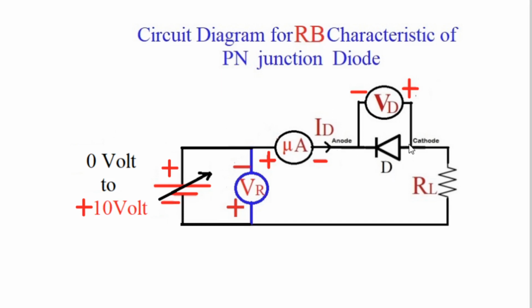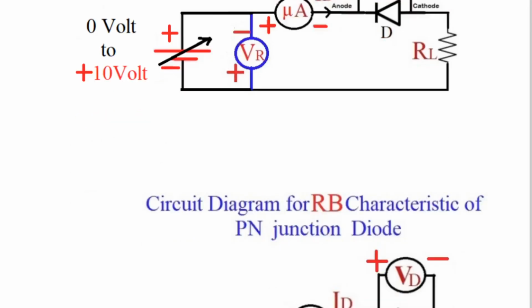The diode is reversed. The anode of the diode is over here, and the cathode of the diode is over here. It is written wrongly here by mistake. This is not the cathode. So please try to understand that the anode of the diode is here.